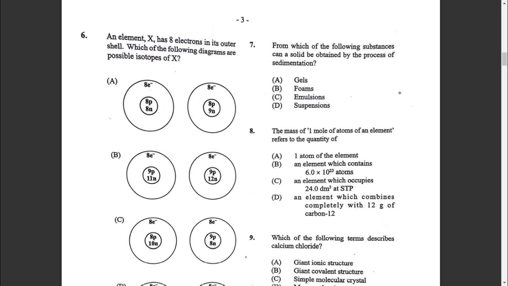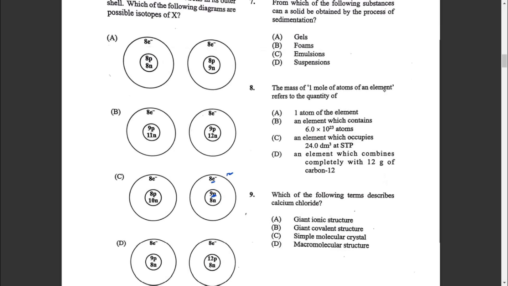For the other part of A, electrons and protons are the same, but the neutron number is different. For B, the number of protons is different from the number of electrons, so that cannot be an isotope. The same thing for C. For this part here, the electrons and the protons are not equal. For D, the electrons and the protons are not equal, so A is the answer here.